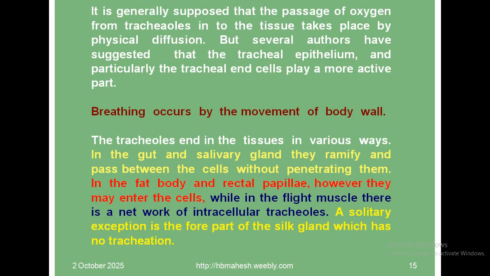In flight muscles, a large quantity of oxygen is required, so here we can observe a network of intracellular tracheoles. A solitary exception is the forepart of the silk gland, which has no tracheation. In a silk gland we can observe three parts: fore, middle and hind. The forepart acts as a carrier for the silk from the midgut reservoir to the spinneret. So here the rate of metabolism is very low, and there is no need of tracheation.